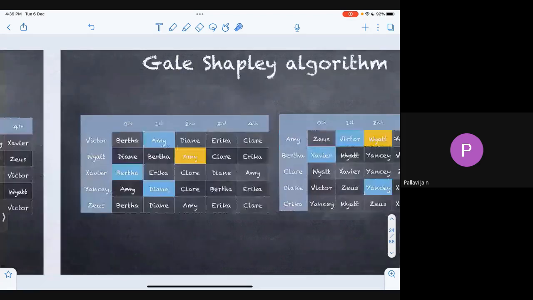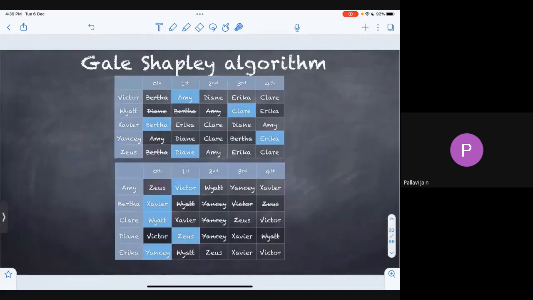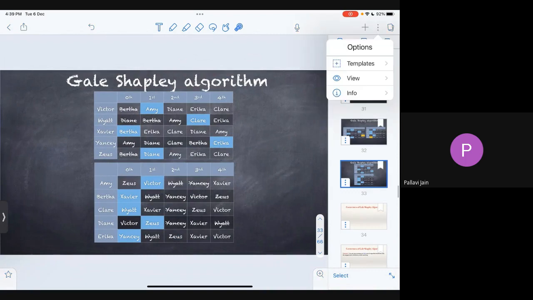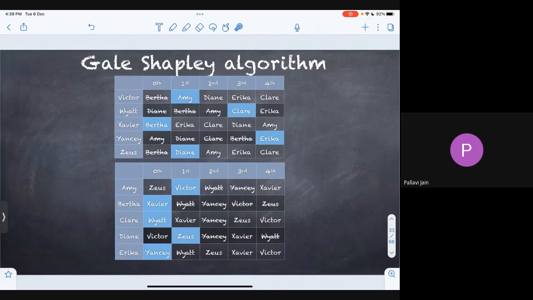Okay, so I'm not going to run this whole thing, but the final matching that will result from it is this. Okay, so the final would be Victor matched to Amy, Wyatt matched to Claire, Xavier matched to Bertha, Yancy to Erica. By the way, do you see why Xavier got matched to Bertha at the very first step?